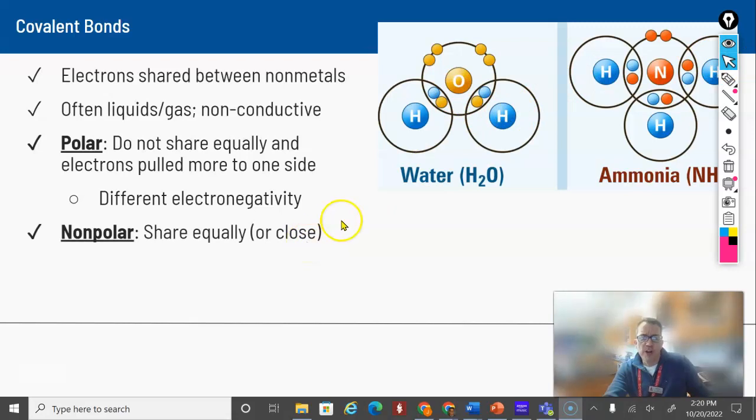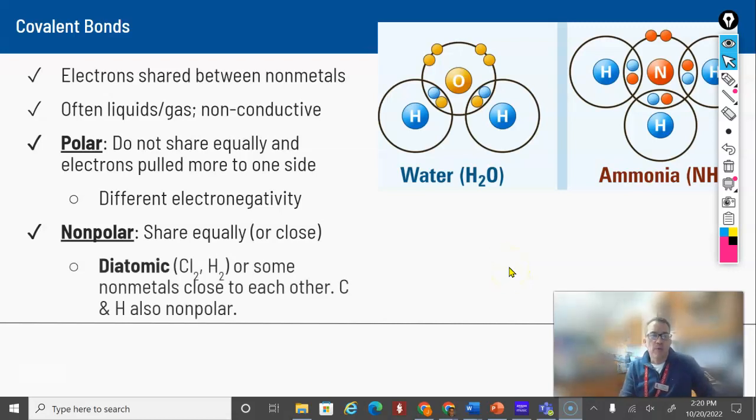A number of molecules are nonpolar. They share equally with one another, or they kind of close to equally, and we wouldn't see the pluses and minuses. And because of that, they have some different characteristics in how they behave. Diatomic molecules that we've mentioned before, like chlorine gas, hydrogen gas, oxygen gas, those tend to be nonpolar because they pull equally. And then there's some other things like carbon and hydrogen, even though they're not the same, they tend to have a pretty similar pull on the electrons. And a carbon and hydrogen bond in and of itself typically is not very polar.